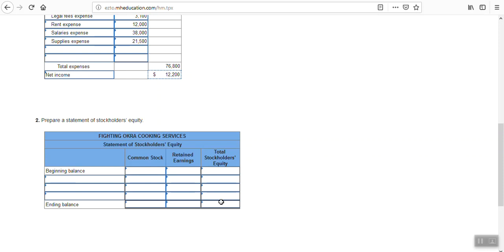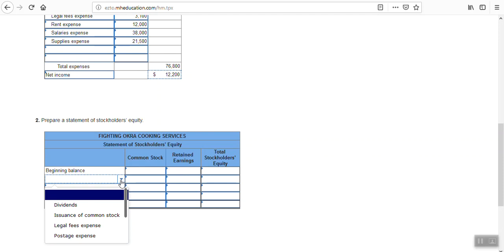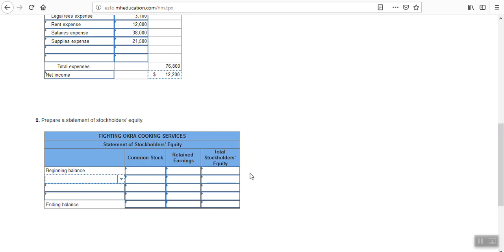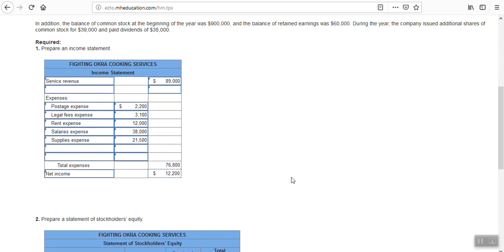So you should be able to find most of this, and you'll have column 1 and column 2, and those should total up to column 3. Some things may be in common stock, and some may be in retained earnings, but probably not in both. And remember, you've got to bring your net income down here, and that's going to go in your retained earnings somewhere. So you should see a little drop down here to pick some things if you need to do so. And that's how you're going to finish that.